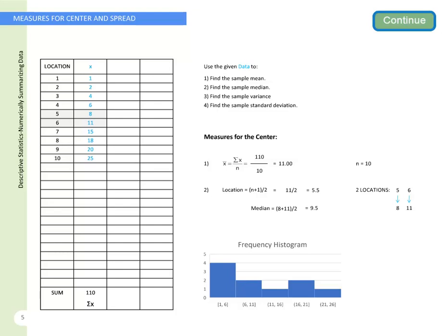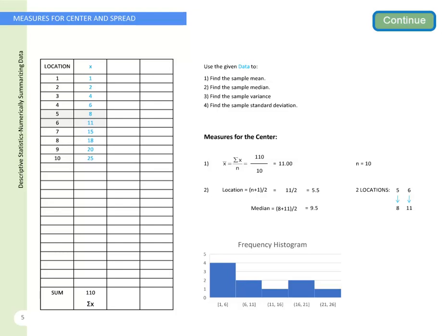In this example, location is (10 plus 1) over 2, which is 11 over 2, or 5.5. In this case there are two locations, the fifth and the sixth elements on the list, which are 8 and 11. The median is the average of 8 and 11, which is 9.5 hours. How do we interpret these values?